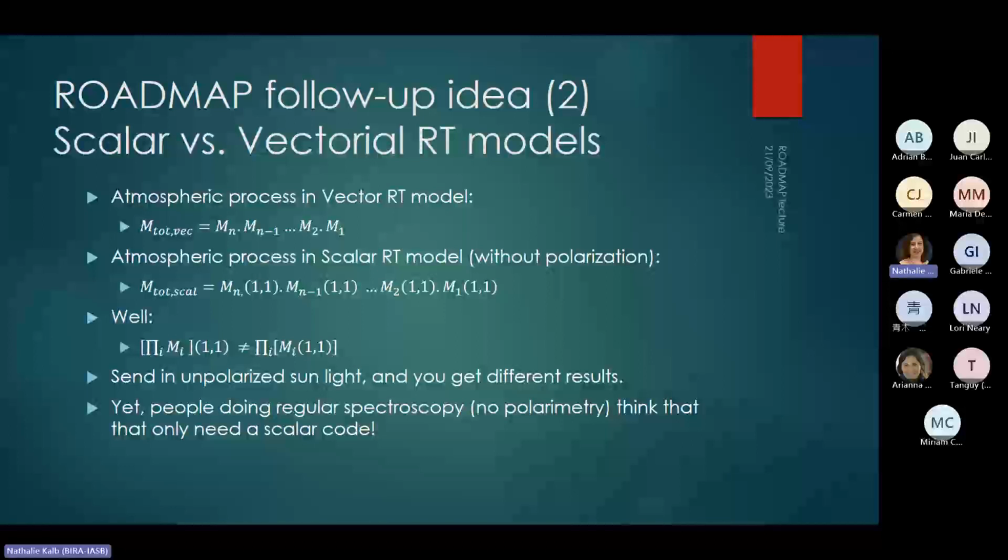Well, the product of all Mueller matrices, and you take the first component, does not equal the product of the first component of all Mueller matrices. It's a difference. So they should give two different results. Even if you are only interested in the intensity, polarization plays a role in the radiative transfer. And I don't know really what the magnitude is, but we at least should investigate it.